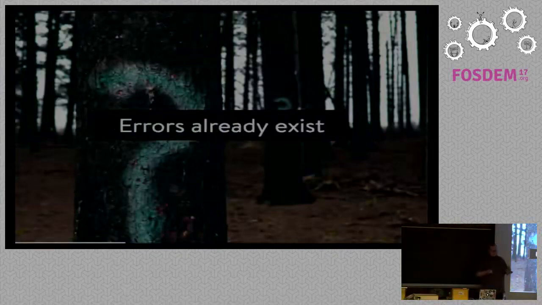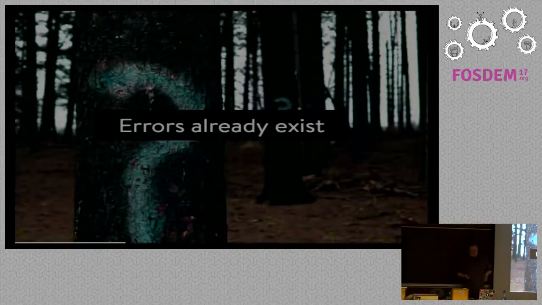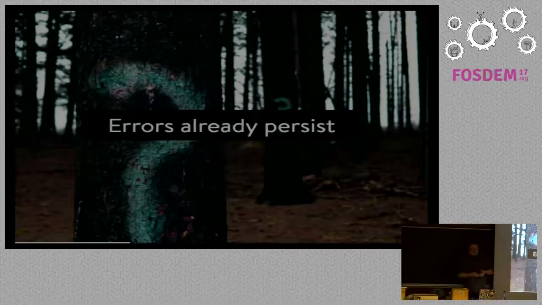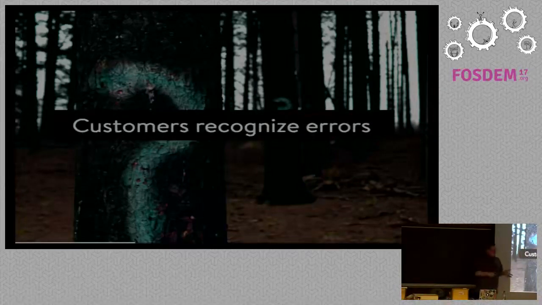But what's the problem? The errors already exist. If you get feedback from someone that something's crashed, it already crashed. So that's bad. The error already persists. So if the synchronization is not working, it was not once not working, it's not working right now. And that's not good. Customers recognize errors, so they lose trust in your application. If this happens more than once, they will probably become pretty angry. And if they have to tell you that something is wrong, then they can't have trust that you can fix anything beforehand, that you have control over your application.